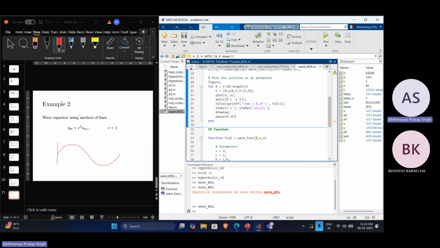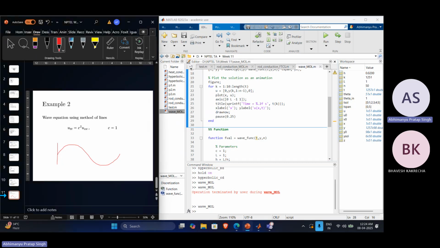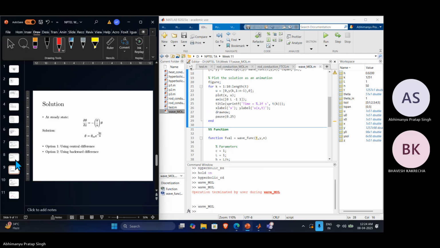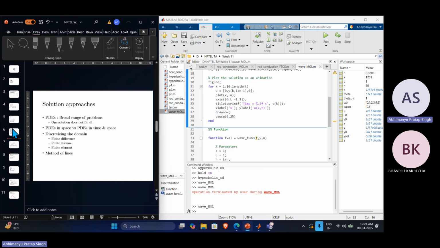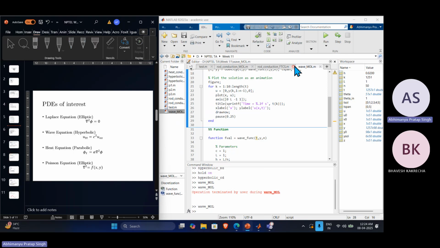So this was the other example that I wanted to discuss. I have discussed everything, right? So Bhavesh, now if you have any doubt in any of the codes or anything related to this week, even the previous weeks, then I can answer those questions, and otherwise we can end today's discussion.